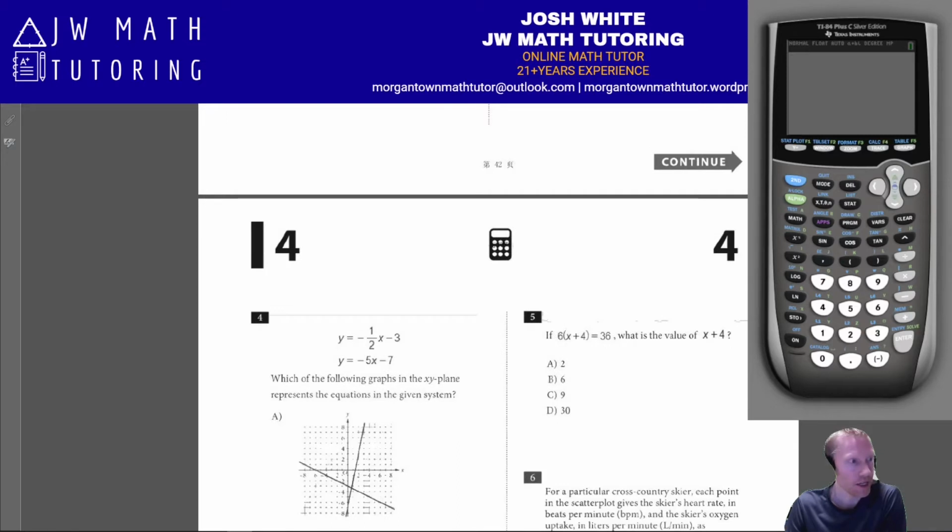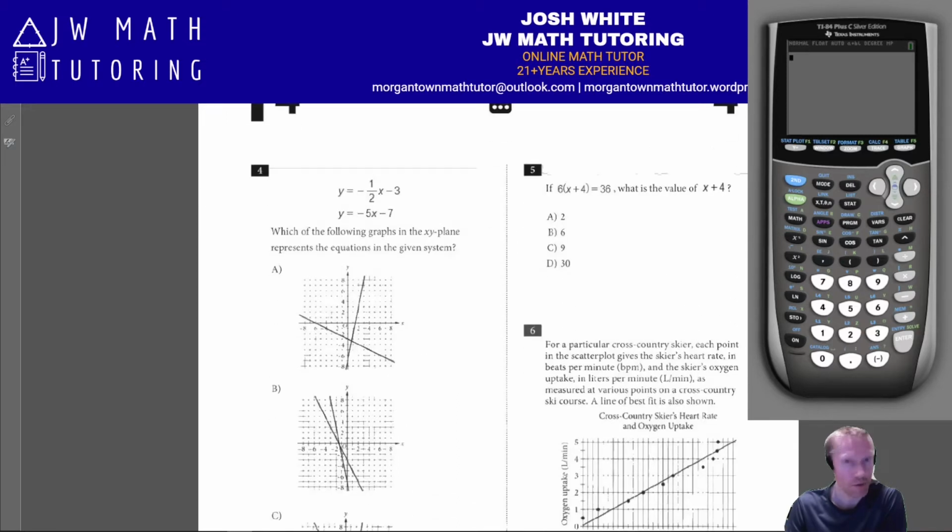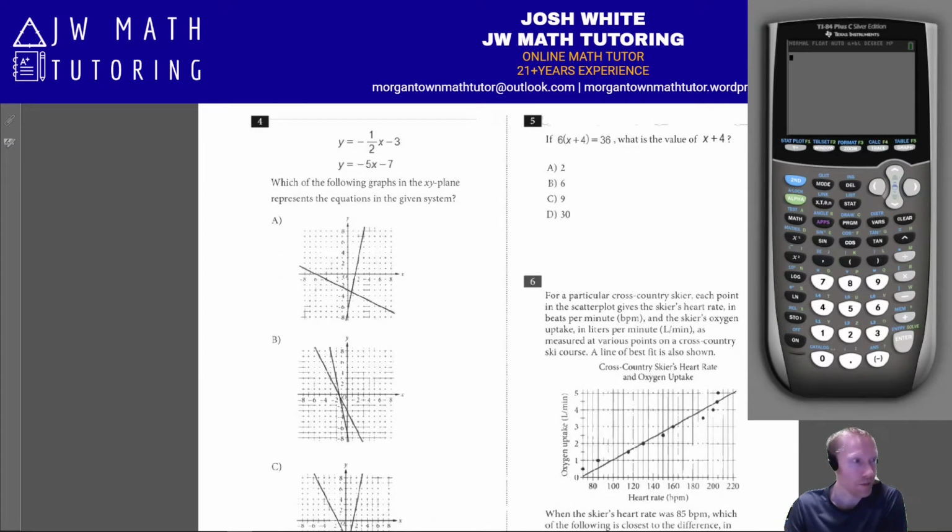Turning to the next page, we have problem number 4 here at the top. Now, there's multiple ways you could do this one. Obviously, you could take each of these lines and graph them on a graphing calculator, and then you could just see which things match. So maybe I'll do that for the first method, and then just show you how I would do it without actually using the graphing calculator.